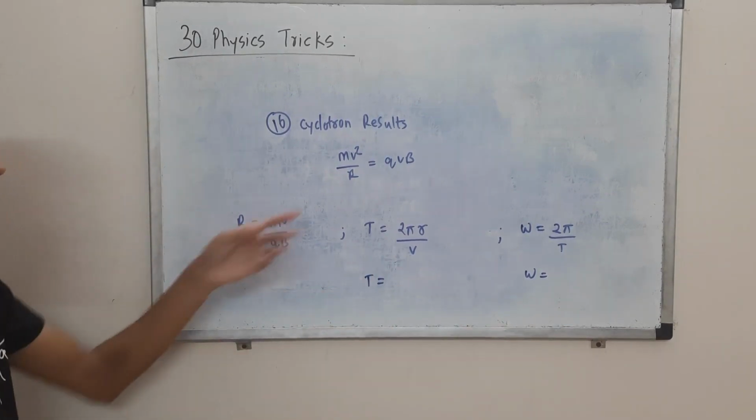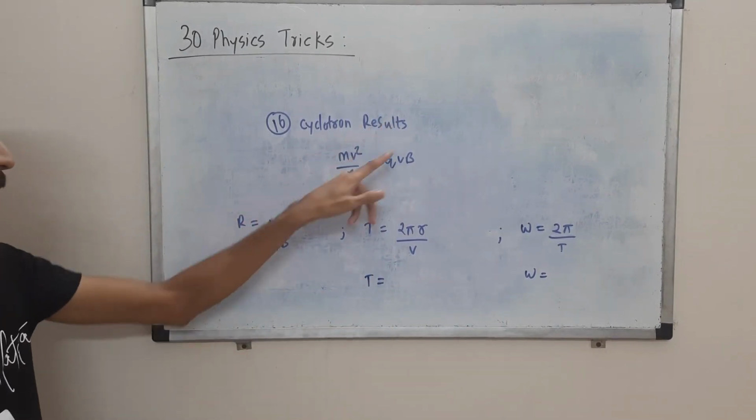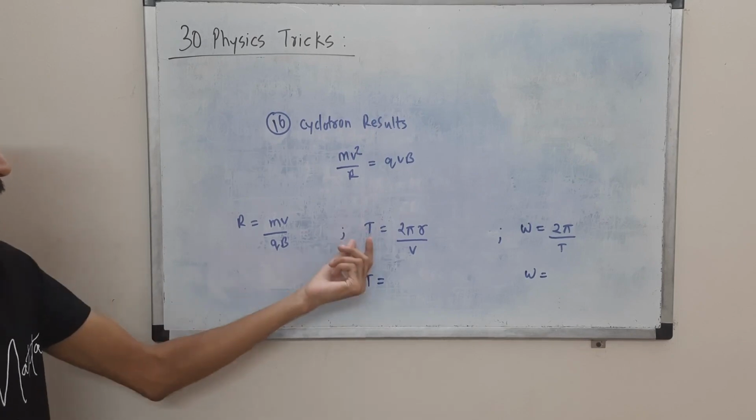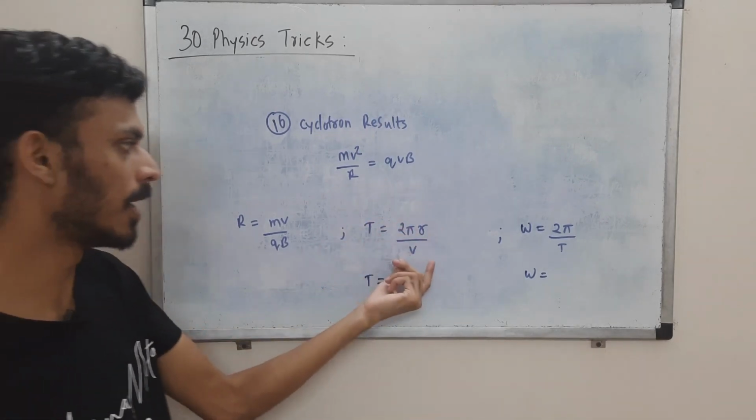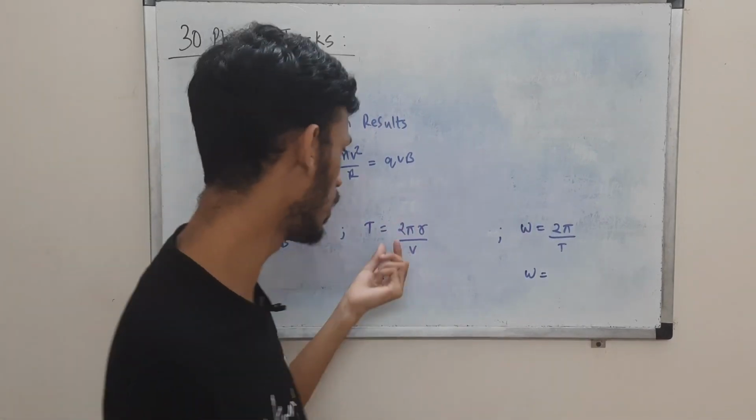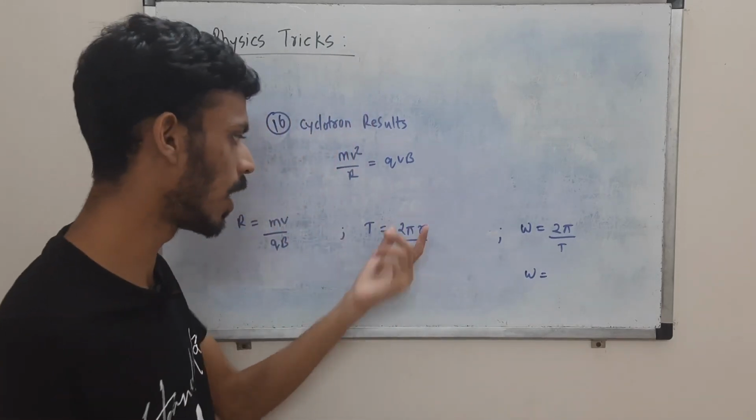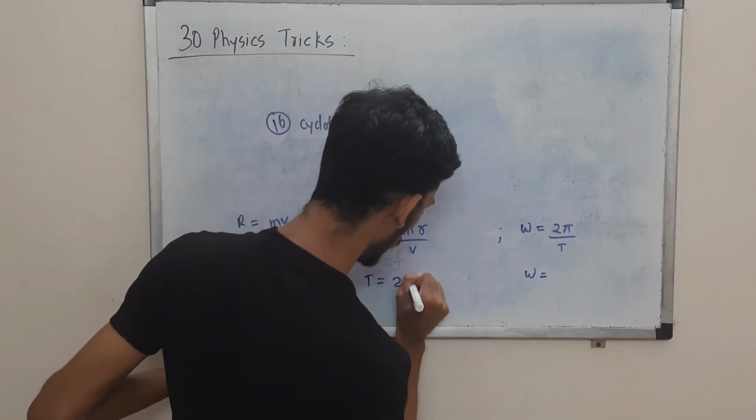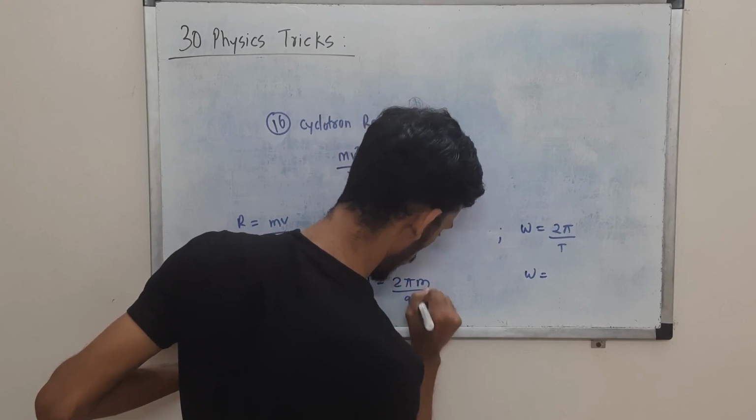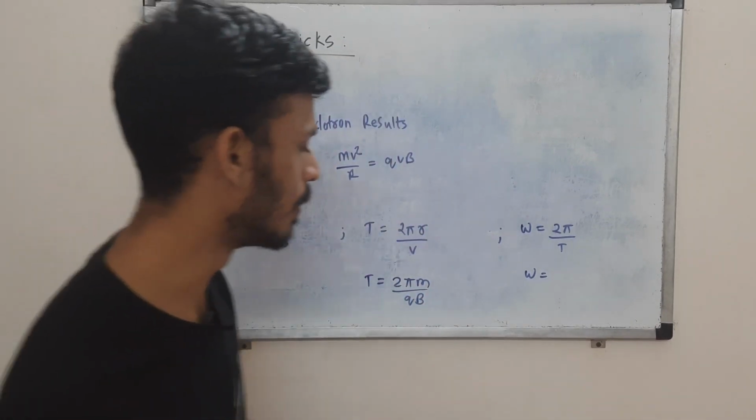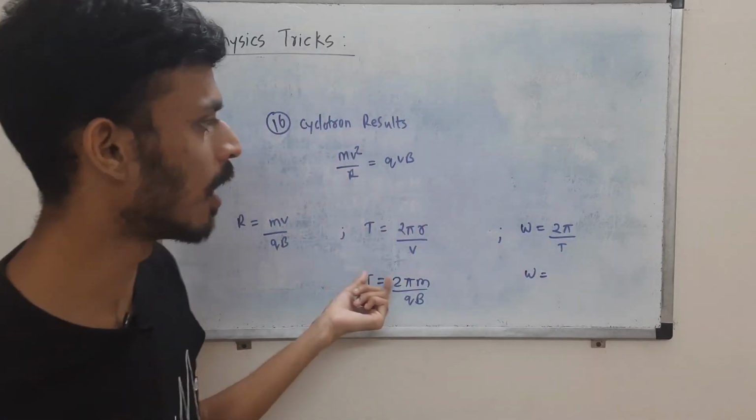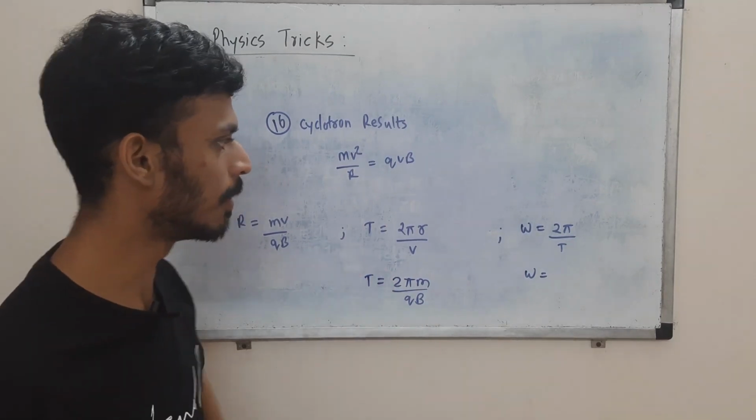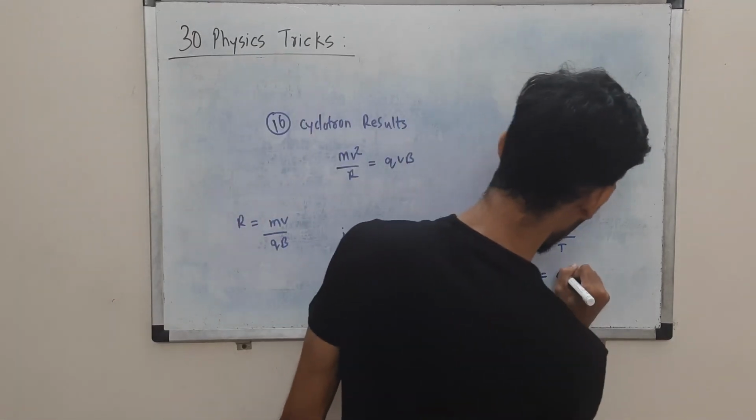Okay, so r, from here you can see that it is mv by qb, one v will cancel. T you can find by 2 pi r by v, because it's revolving in a circle. So 2 pi r by v, so r, if you substitute, you will get 2 pi m by qb. Now I have practiced it a lot, so I remember it myself. And for this you have to just divide it by 2 pi and take the reciprocal, so qb by m.